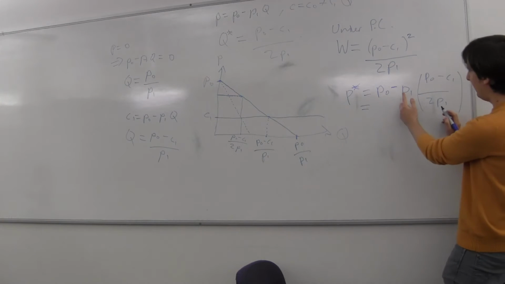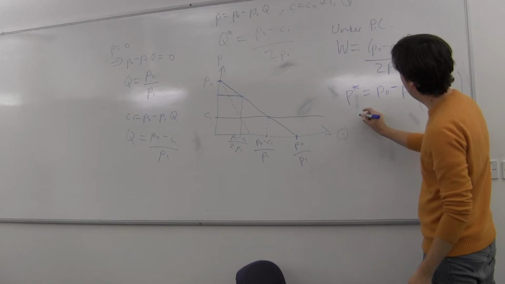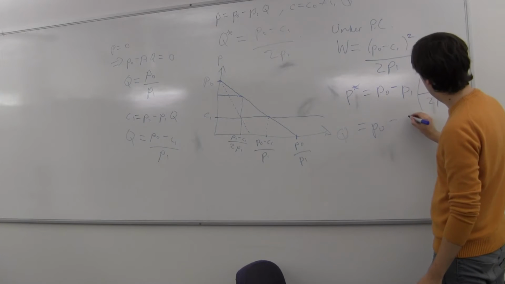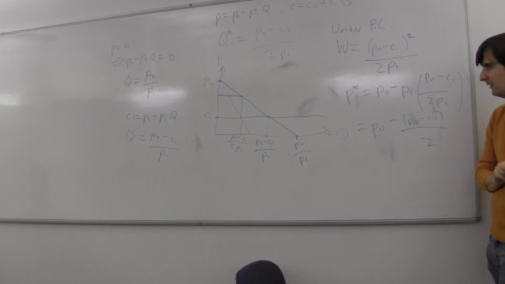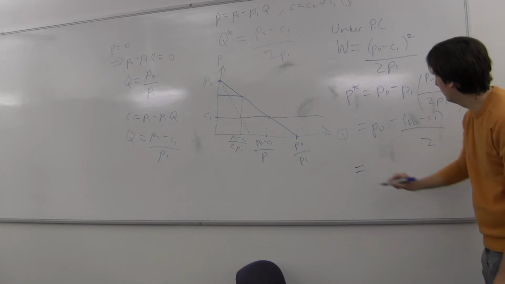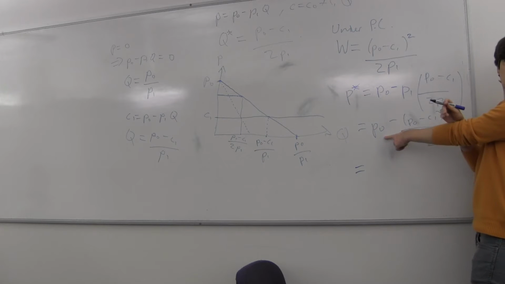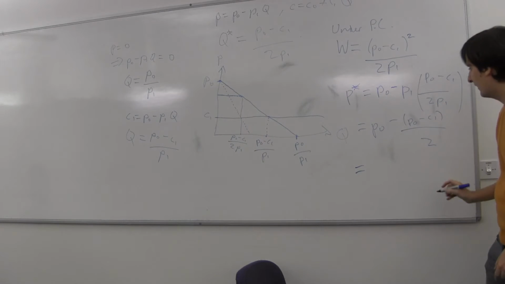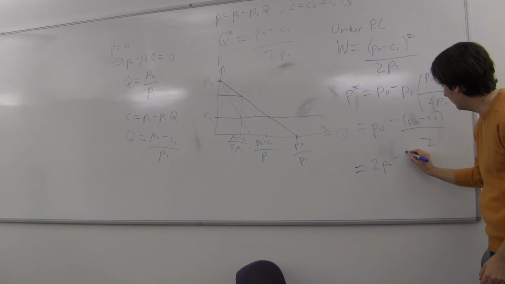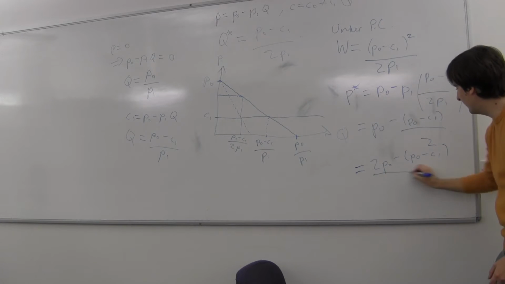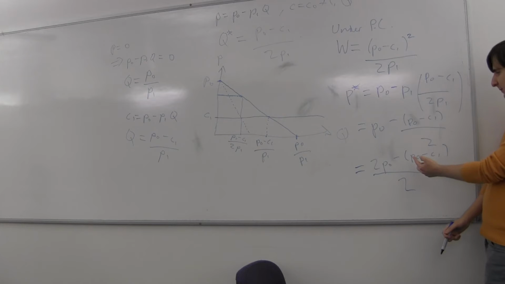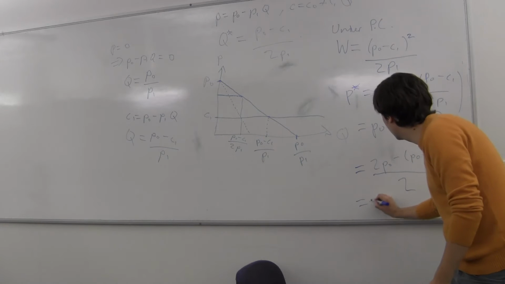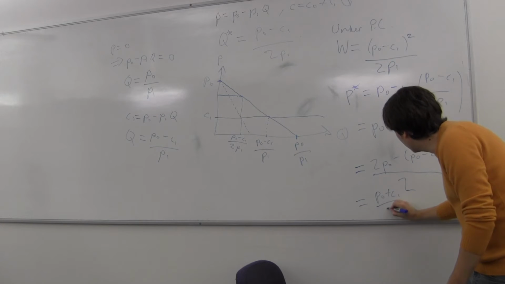So what's this thing? Cancel out the P1s. So this is P0 minus C1 divided by 2. We can simplify this a bit more. You can think of P0 as 2P0 divided by 2. So this is 2P0 minus P0 minus C1, all divided by 2. 2P0 minus P0 is just P0, minus minus makes a plus, so this is P0 plus C1 divided by 2.